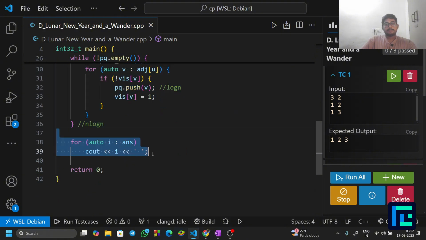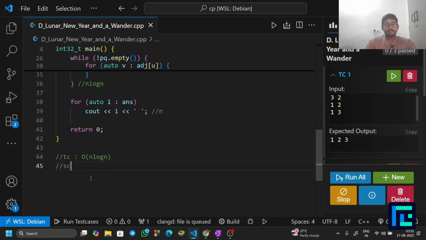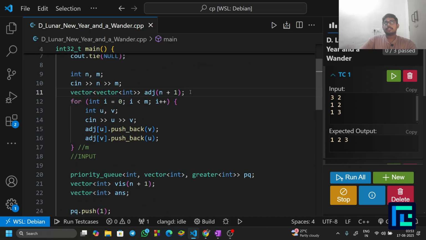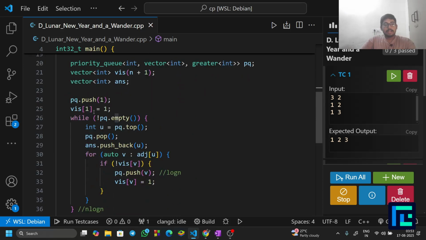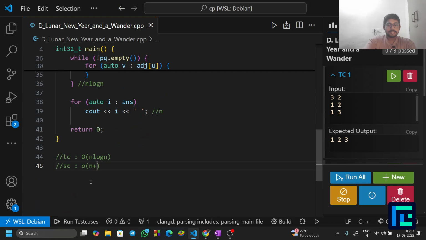Okay, and printing the answer takes order of n time. So overall you can say your time complexity is order of n log n, and your space complexity would be, you are using an adjacency list which would have a total size of order of m if you push m elements. So order of m would be the size of the adjacency list, and a priority queue would have order of n number of elements pushed at max. So you can say the space complexity is n plus m.